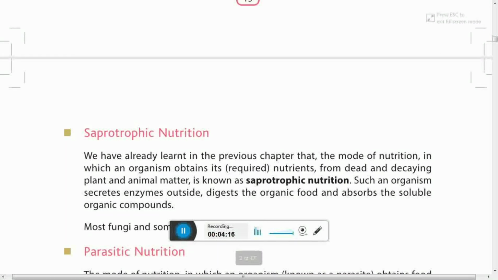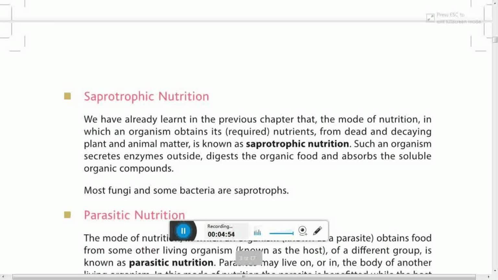First, saprotrophic nutrition. We have already learnt in the previous chapter that the mode of nutrition in which an organism obtains its required nutrients from dead and decaying plant and animal matter is known as saprotrophic nutrition. Such an organism secretes enzymes outside, digests the organic food and absorbs the soluble organic compounds. Most fungi and some bacteria are saprotrophs.